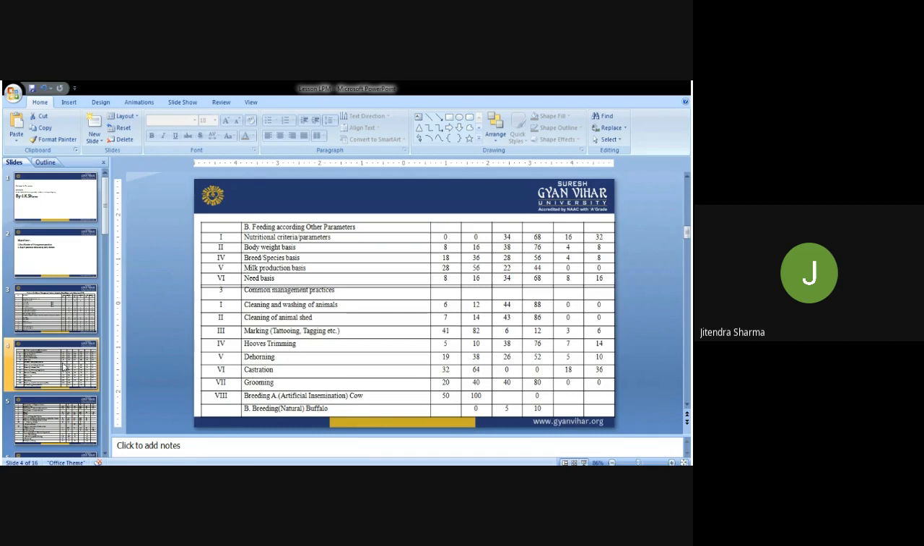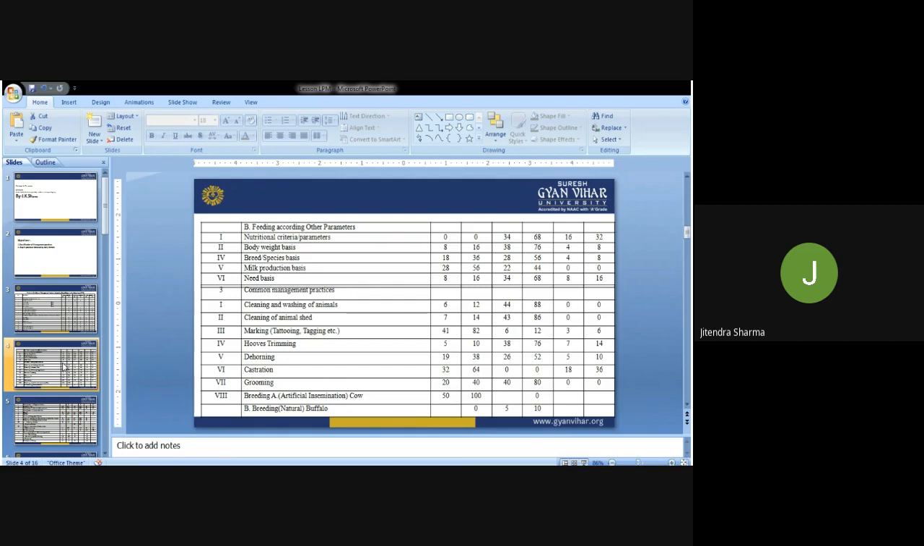Then the body weight requirement, body weight basis, only 16% of farmers have almost the information regarding the body weight of the animals, and they are giving feed and fodder accordingly. Whereas 76% are partially following, because they know that according to the body weight we have to feed the animal, but they don't have the exact information. That's why they are partially feeding. Only 8% of dairy farmers do not have the information regarding body weight.